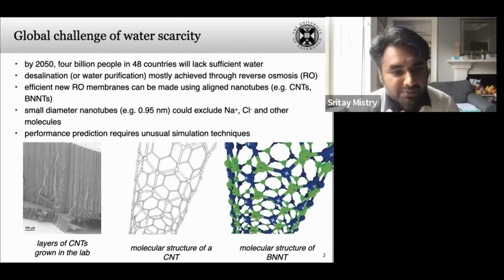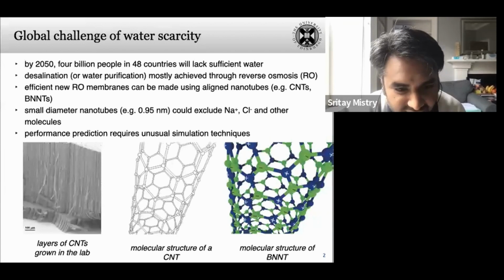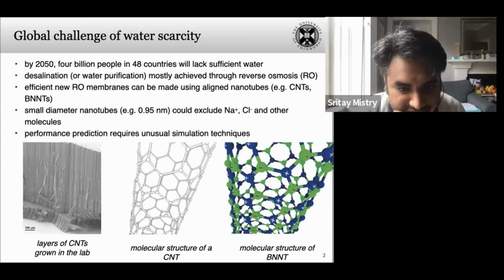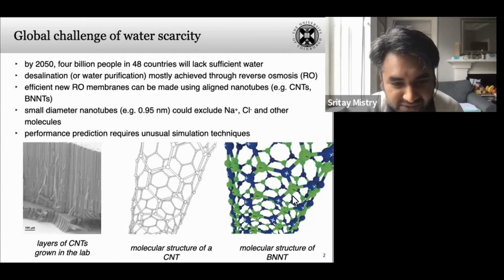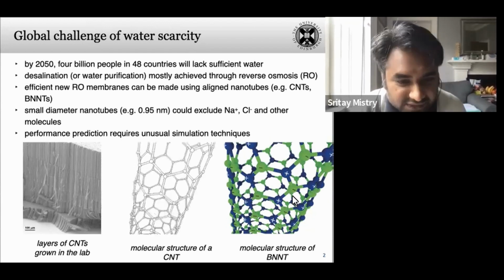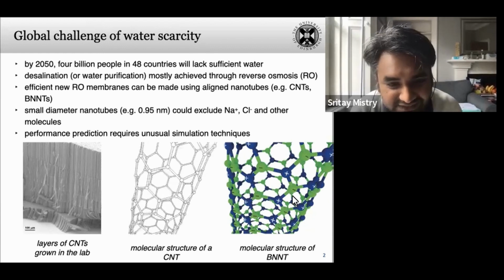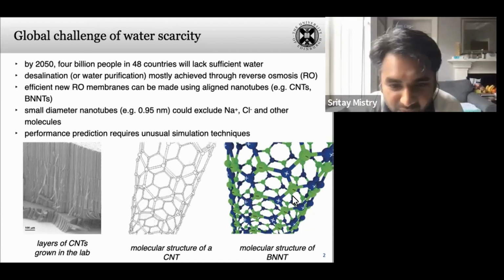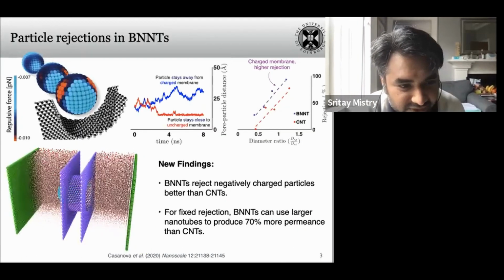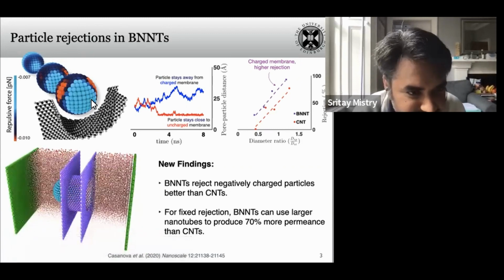And so now, why boron nitride? If we look at this picture of the molecular structure of the CNT and BNNT, boron nitride, one thing that you'll notice is that the atoms of the boron nitride carry a partial charge, as the boron carries a small partial positive charge, the nitrogen has a small negative charge. And not only that, when this membrane is in contact with water, the membrane has a net negative charge. And what this net negative charge allows is that as soon as a charged particle having a negative charge comes close to the membrane, it experiences a repulsive force.